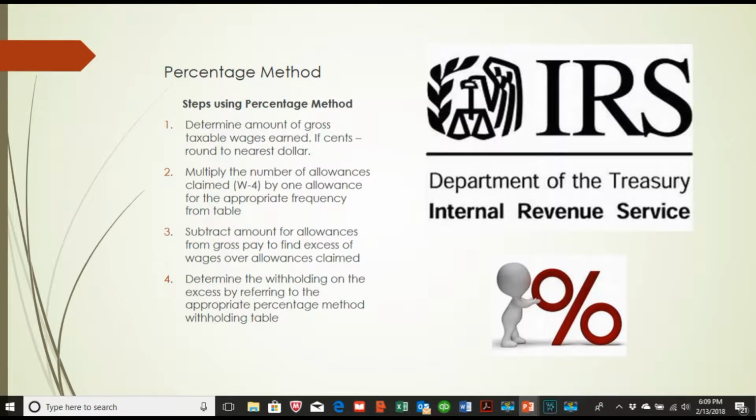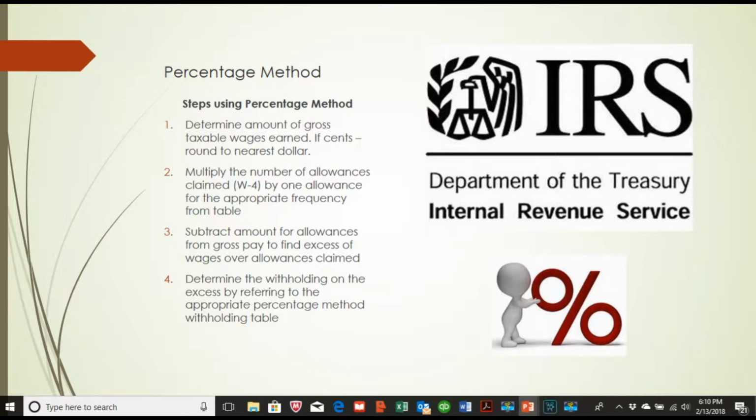So let's start with the percentage method. The IRS provides the statutory percentage method tables for the weekly, biweekly, semi-monthly, and so on, for both the married and the single person. We utilize the 2017 tables. The 2018 tables have been released, but we won't be using them in this class. In the future, the tables are published on the IRS website and easy to access. So here we have the steps used to determine federal income tax withholding using the percentage method.